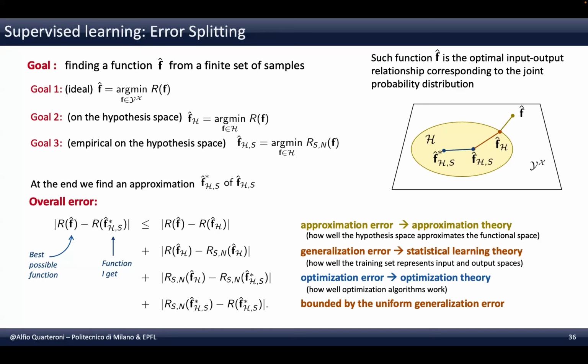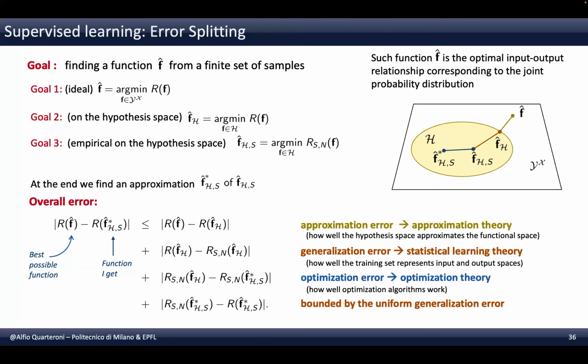In fact, you are approximating R by R_SN by numerical integration. So what you're looking for in practice is this function here. But it's not even that, because you have to minimize the loss function, and when you minimize the loss function, you will not be able to minimize it exactly. So you stop your algorithm given the time. So what you're actually looking at is something that you can get, f hat star HS.